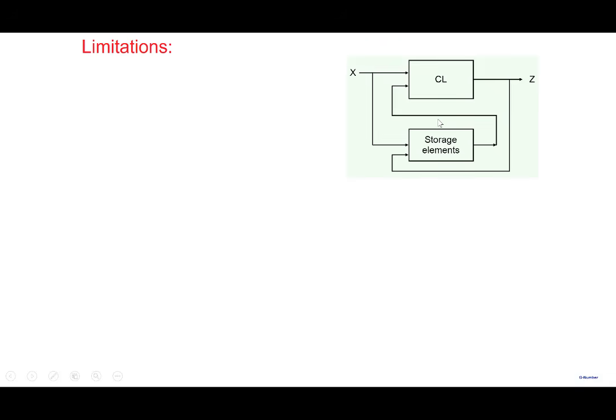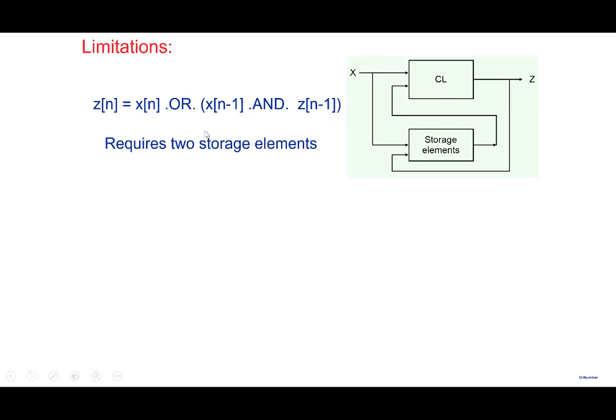Well, even here, we can point out certain limitations. So for example, let's say you want to implement a system where Zn in the nth clock cycle, which means, let's say the present clock cycle is clock cycle number n, so Zn is Xn ORed with Xn minus 1, ANDed with Zn minus 1. So in this case, because you require a past value of X and a past value of output Z here, you will require two storage elements, right? You have to store Xn minus 1 according to the approach that we have.